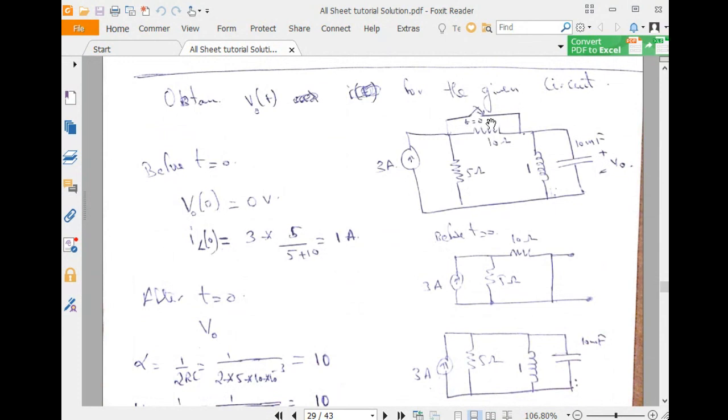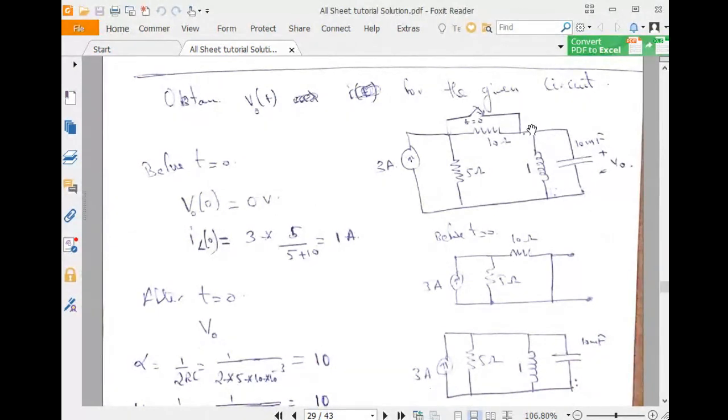And t is less than 0. When t is less than 0, this resistance is present. When t is greater than 0, this resistance is not present. It will be parallel RLC. So we will find V of 0 first. T is less than 0 means V of 0. V of 0 is 0.